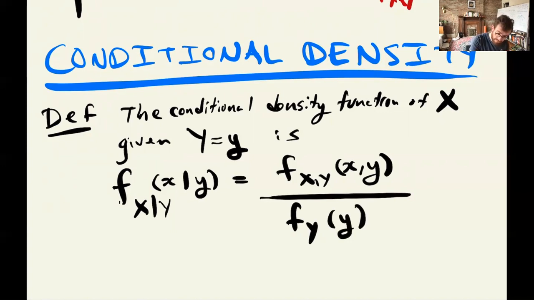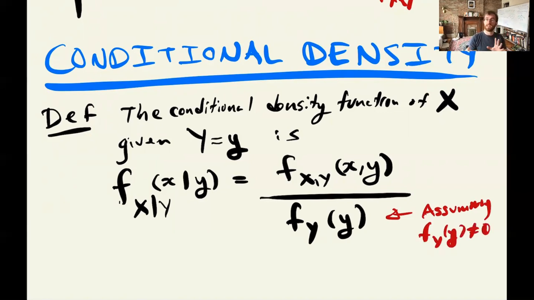assuming f of y little y is not equal to 0, because otherwise this expression is going to blow up. So you just need to add into the conditions on the definition that this is only defined where f of y is not 0. All right, cool. Now, what does that look like in this particular example, and why is this connected to independence?